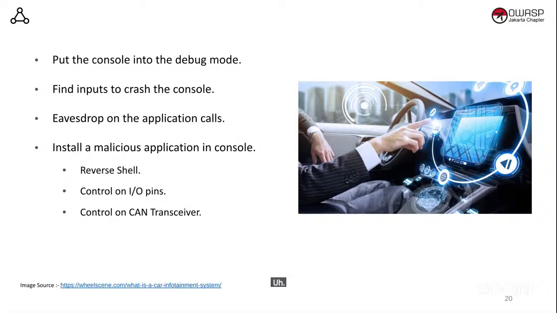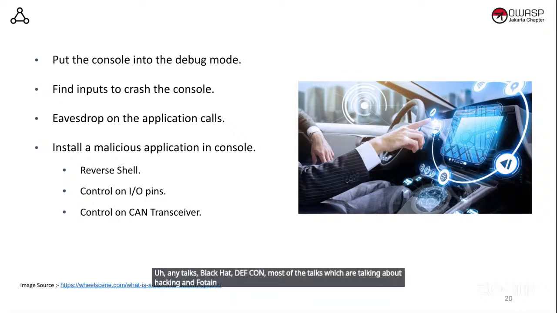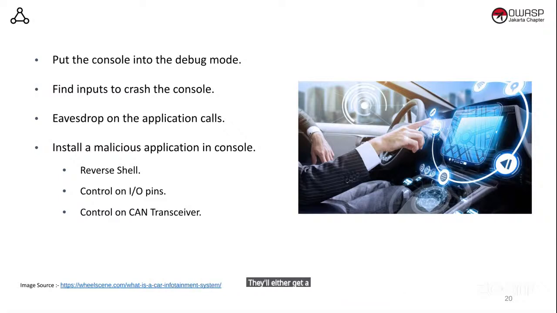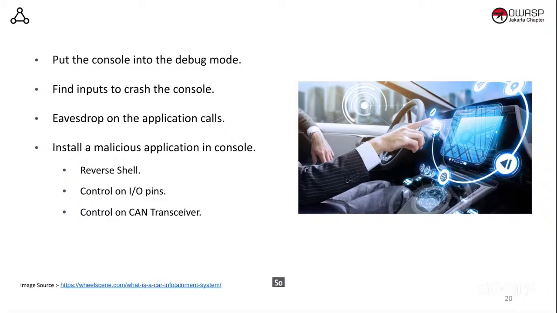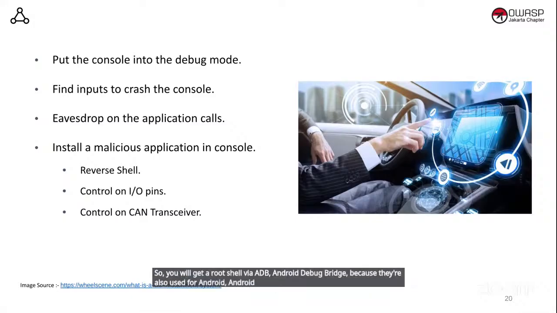And okay, so if you go to a lot of talks which are recently there on the internet, any talks, Black Hat, DEF CON, most of the talks about hacking infotainment hubs go one of three ways. They'll either get a reverse shell from the console, because the console is a Linux machine, or has a Linux operating system. So the OS is Linux. So you will get a root shell via ADB, Android Debug Bridge, because they also use Android, and Android, of course, uses Linux.